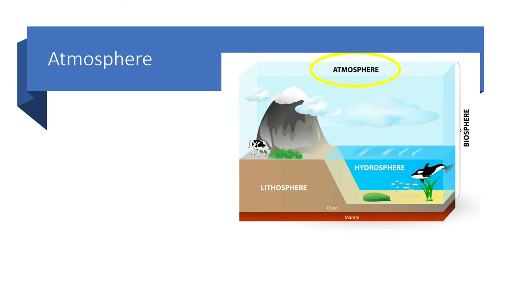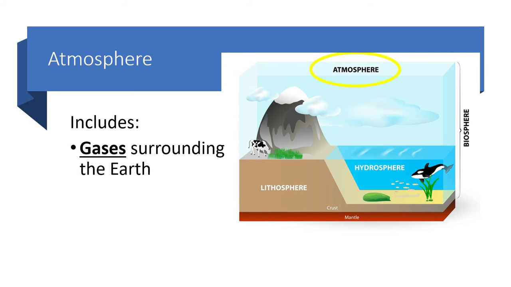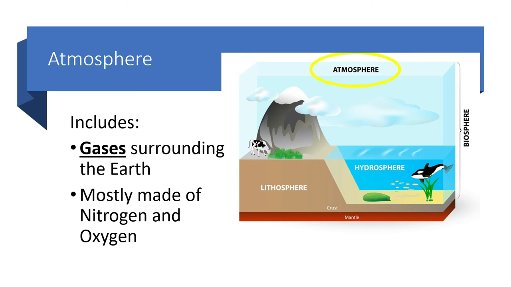The atmosphere. Up here we see our atmosphere. It includes the gases surrounding the Earth. And it's mostly made of nitrogen and oxygen.